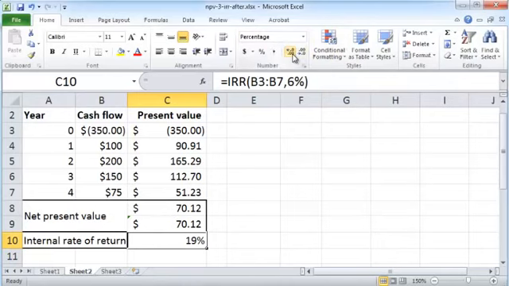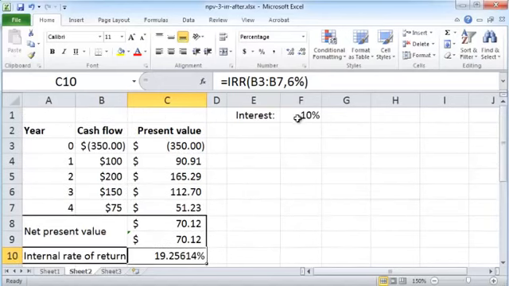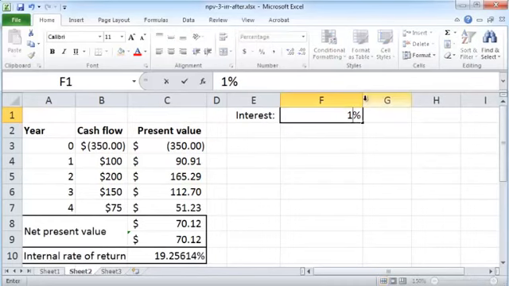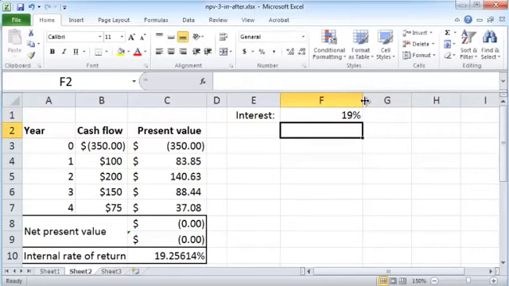Let me actually make this show the decimals. So this is the internal rate of return. So at this interest rate, if this interest rate was 19.25614%, then the net present value would be 0. Let me see if that is the case. I'm just going to say 19.25614, and you can see that the net present value has become 0.